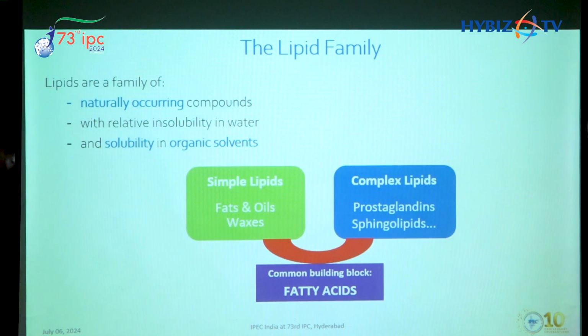Basically, lipids are naturally occurring compounds. They are insoluble in water, and they have certain solubilities in organic solvents. These lipids are classified as simple lipids and complex lipids. Simple lipids are our daily dietary lipids which we consume in our diet, like butter, oil, ghee. Complex lipids are prostaglandins, sphingolipids, or phospholipids, which are used for development of liposomes. May it be simple lipids or complex lipids, the basic building block behind these excipients is the fatty acids.